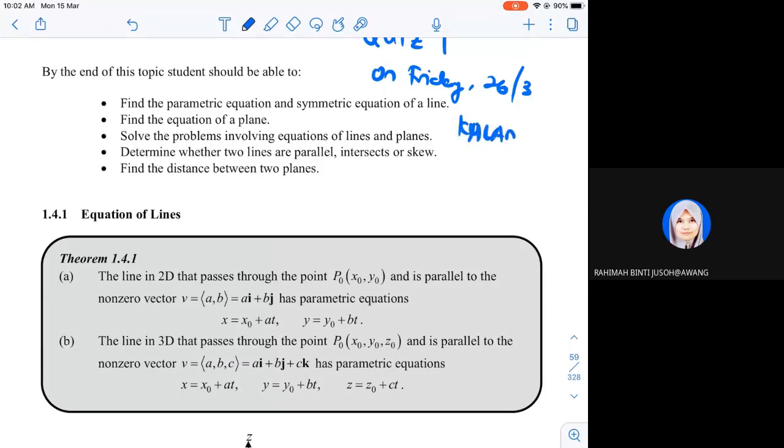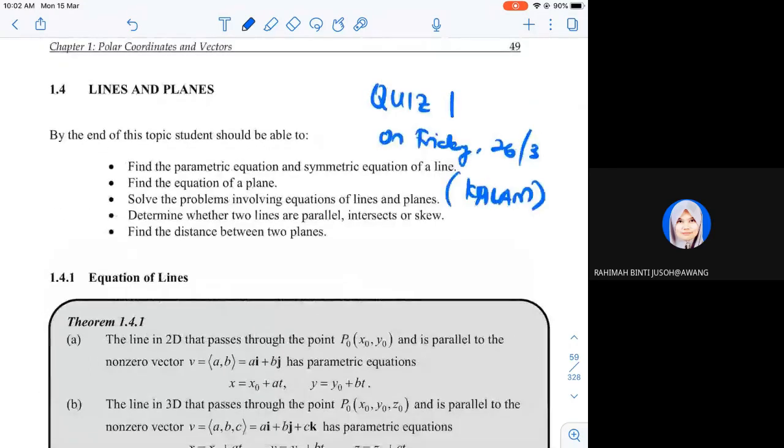Kalam in the system. Have you all opened kalam yet? The first year students. Do you know kalam? Did you know kalam system, guys? Alright, so your quiz later will be in kalam.